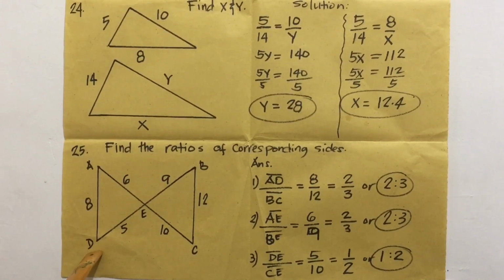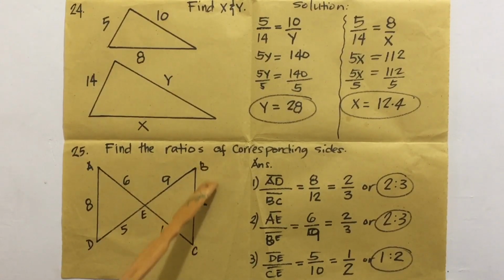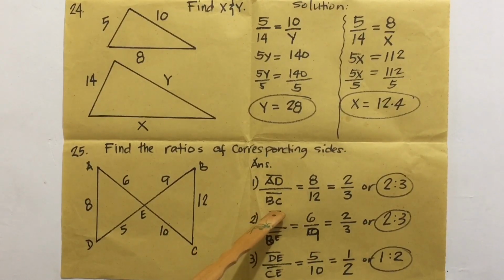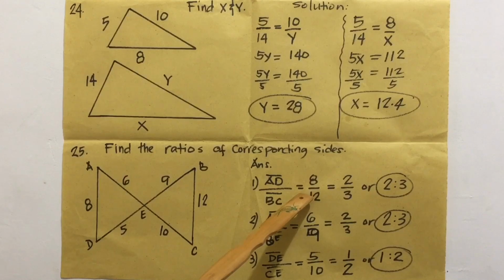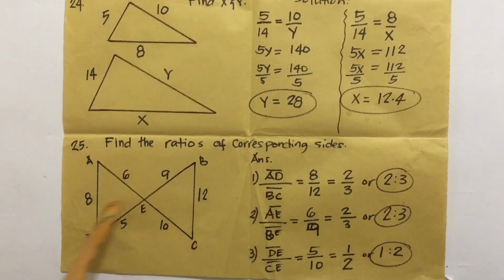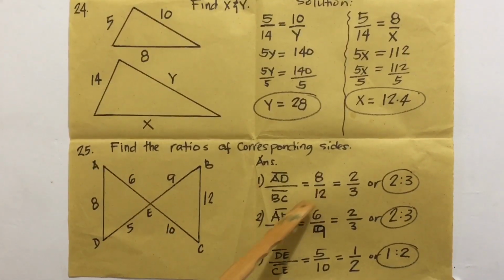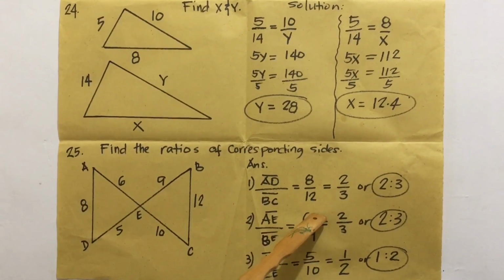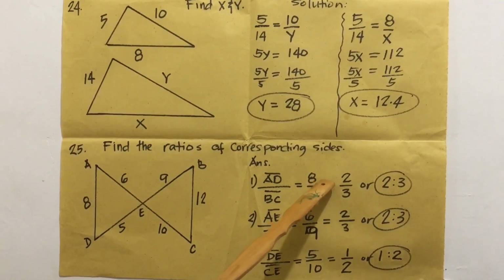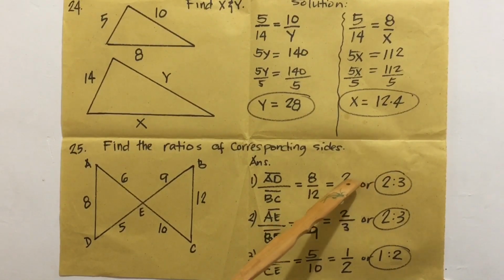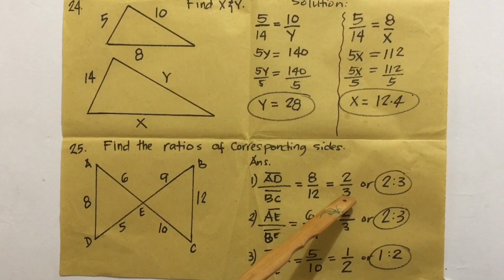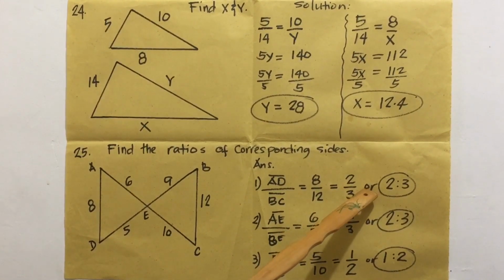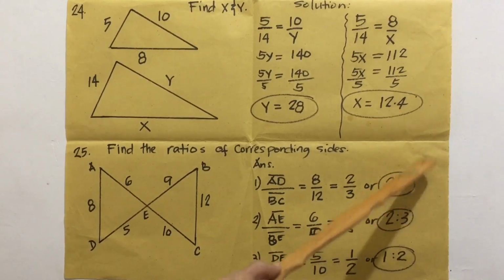Segment AD is similar to segment BC. So that's why we have segment AD divided by BC. Next, we're going to substitute the values. The value of AD is 8, and the value for segment BC is 12. Then reduce to the lowest term. We divide by 4. 8 divided by 4 equals 2, 12 divided by 4 equals 3. This is a fraction. We have a ratio, and we're going to change this to 2:3.